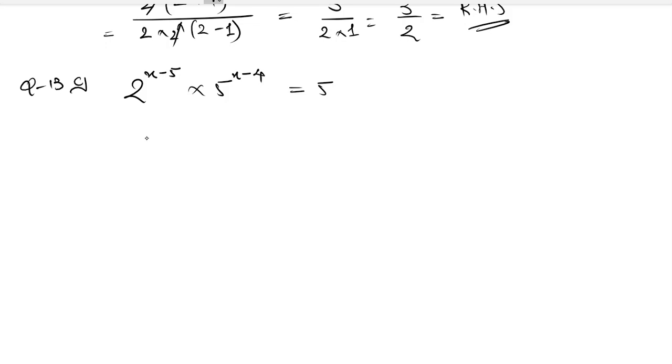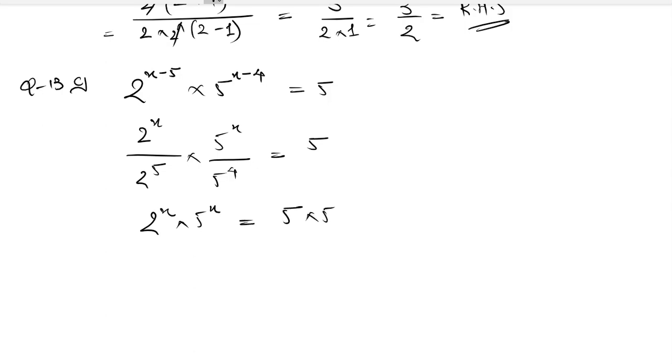Let's solve this. 2 raised to x upon 2 raised to 5 into 5 raised to x upon 5 raised to 4 is equal to 5. So 2 raised to x into 5 raised to x is equal to 5 into 5 raised to 4 into 2 raised to 5. So 2 raised to x into 5 raised to x is equal to 5 raised to 5 into 2 raised to 5. You will ask me, how did I get 5 raised to 5? Here I've got 1. 5 raised to 1 into 5 raised to 4. So 1 plus 4 will get added.